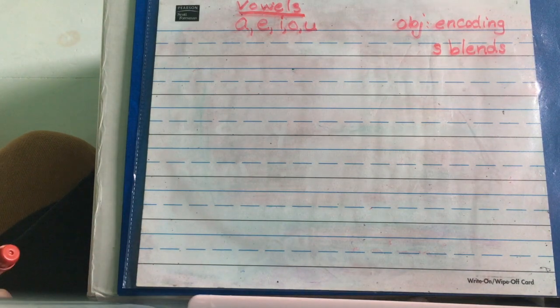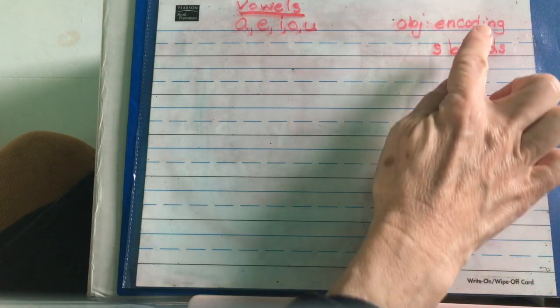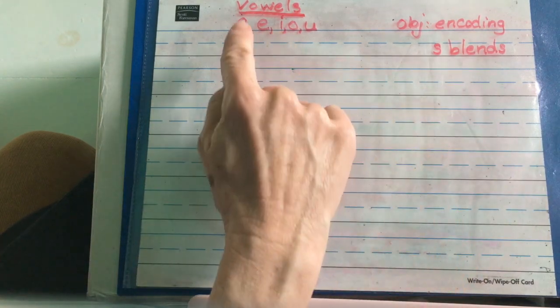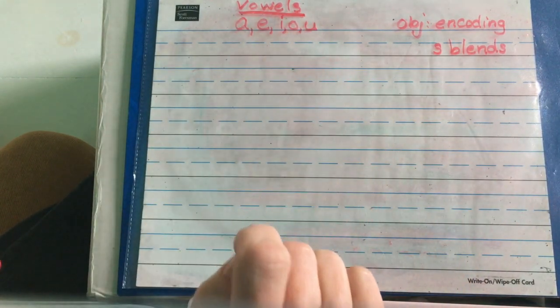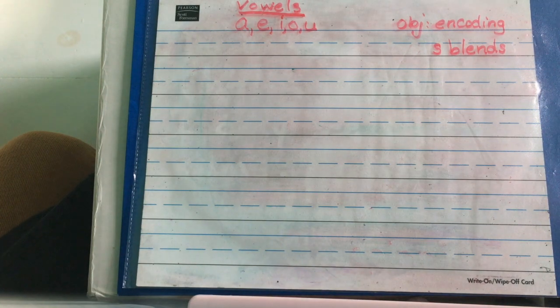Hello boys and girls, this is Miss Duffy, and today we're going to be encoding with S-blends. I wrote our vowels up here, A, E, I, O, and U. Encoding, of course, means writing words, so that's what we're going to be doing.